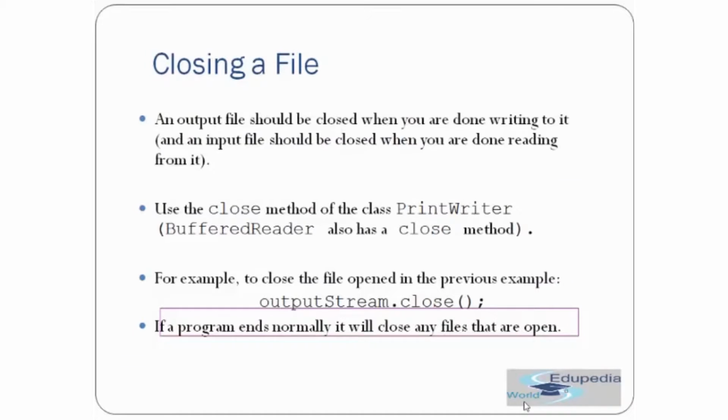Now let's also see closing a file, and after that we'll try an example. An output file should be closed when you are done writing to it, and an input file should be closed when you are done reading from it. Use the close method of the PrintWriter class, or BufferedReader also has a close method. For example, to close the file opened in our previous example, we can use outputStream.close. Okay, so this will close your file. If the program ends normally, it will close any files that are open. So that is how your files get closed.